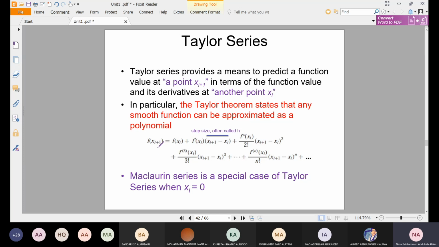You can see here, this is the estimation or the result that we want to predict. This is when we substitute for x by 0, for example, the initial value. Here we have the first derivative, multiplied by the step size, the difference between the initial point and the point that we want to predict. We take the second derivative over 2 factorial, and the distance will be squared like this. We add more terms until we get 0. Here we stated that the Maclaurin series is a special case of the Taylor series when xi equals 0. So this way you have it.